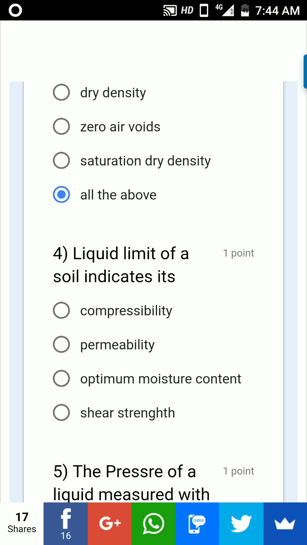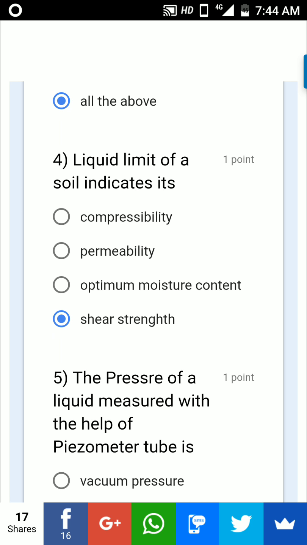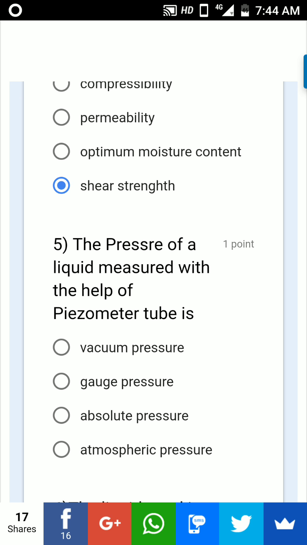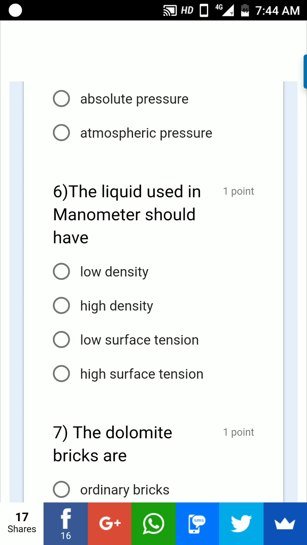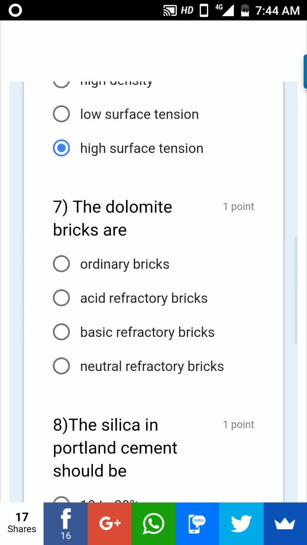Liquid limit of a soil indicates its shear strength. The pressure of a liquid measured with the help of a piezometer tube is a gauge pressure. The liquid used in a manometer should have high surface tension.